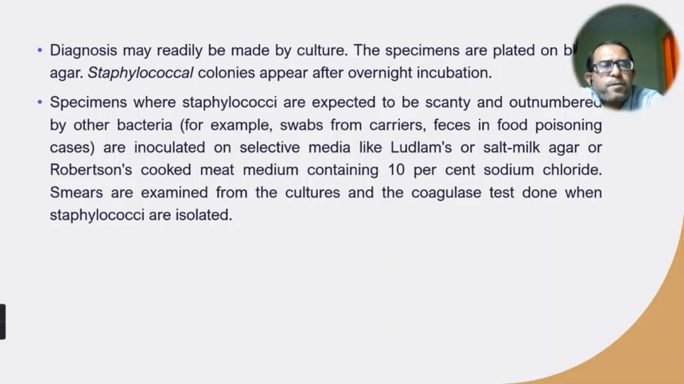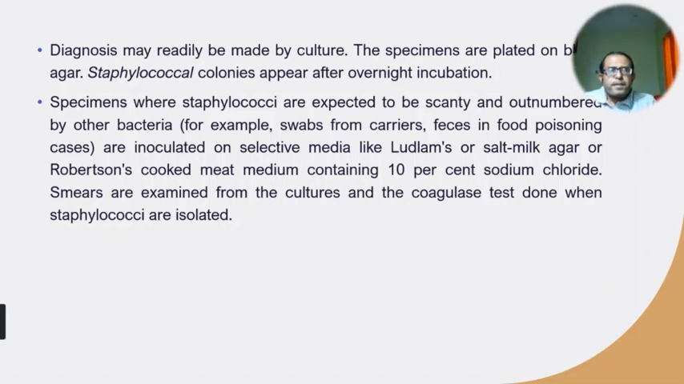Now diagnosis is also carried out by using cultural methods. The specimen which we have collected is directly plated on blood agar, and the characteristic colonies produced by this bacteria on blood agar show the various kinds of hemolysis: alpha, beta and gamma type of hemolysis. Here on this blood agar, these colonies appear after overnight incubation.